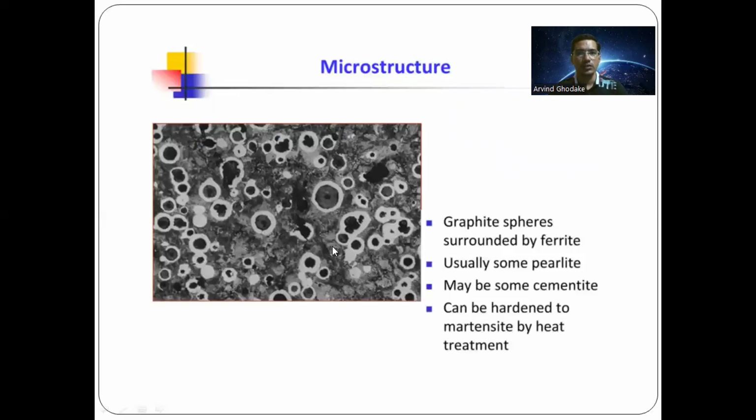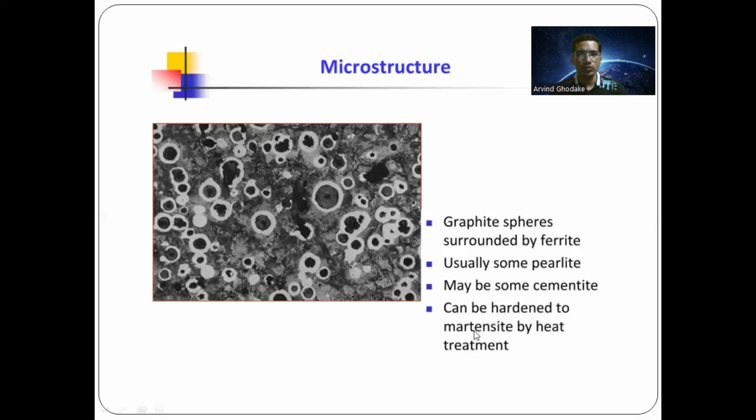Then the microstructure of ductile cast iron, or nodular cast iron, or spheroidal graphite cast iron. The graphite spheres are surrounded by ferrite. The black portion present in the figure or microstructure is in spherical form. These black dots or spherical forms in the diagram are called graphite nodules, which are surrounded by this white portion. This white portion is called ferrite, and in the remaining portion some amount of pearlite is there. Then some part is cementite.